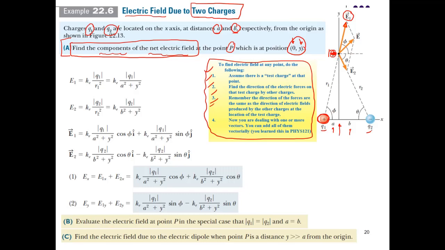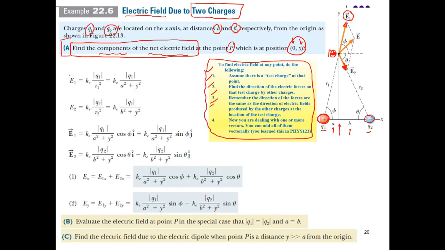What about Q2? Well, Q2 has an electric field. Remember, in the previous slide we said if you have a negative charge, the electric field always goes toward it. So the electric field produced by Q2 at the location of point P is going to be equal to this vector. So now you have 2 vectors, and you have to deal with those 2 vectors. The first vector is E1.